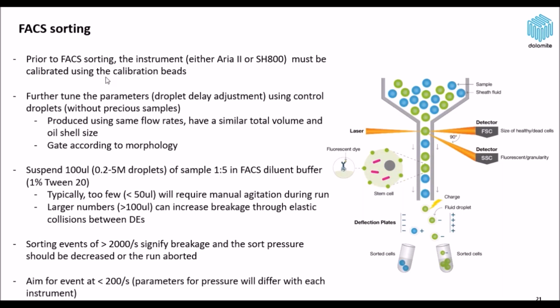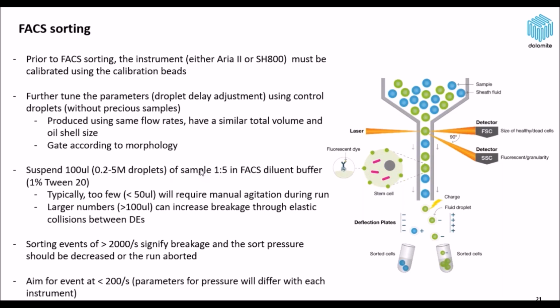And this will allow you to gate according to the morphology that you see. So it is important that when you make this empty emulsion, you make it according to the same parameters, same flow rate, as you would your actual experiment. So it allows you to just prime the system and use it as a reference point. Typically, a 100 microliter sample should give you approximately 0.2 to 5 million droplets.